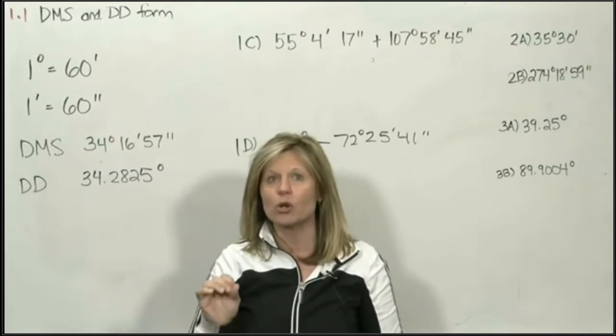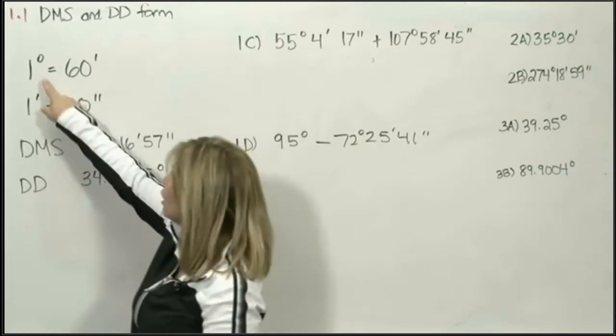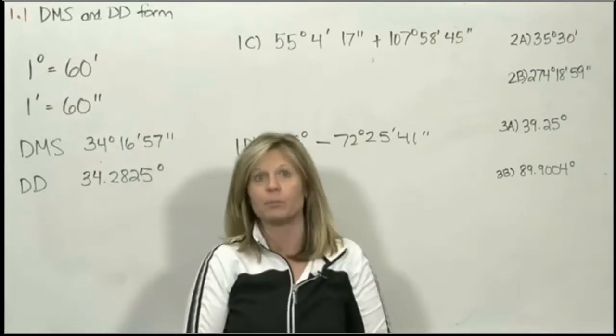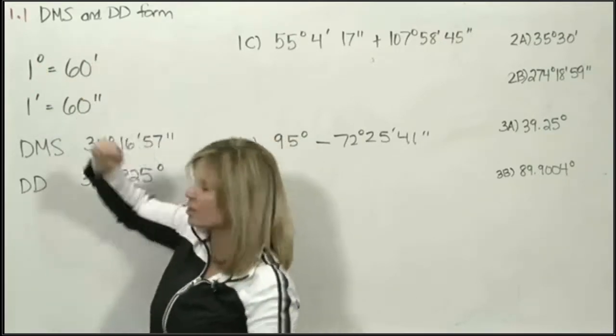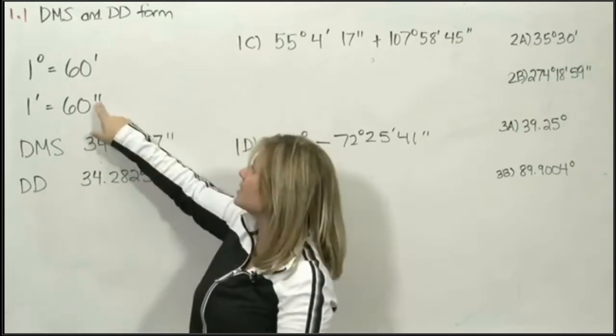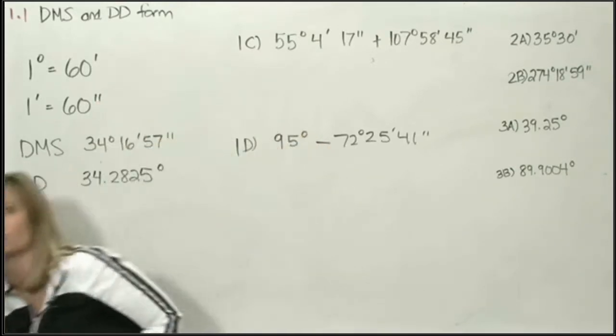So now look at your notation, your symbols. We know this open circle is the degree symbol. A minute is this 1 hash mark or 1 slash. A second is this 2 hash marks or 2 slashes.